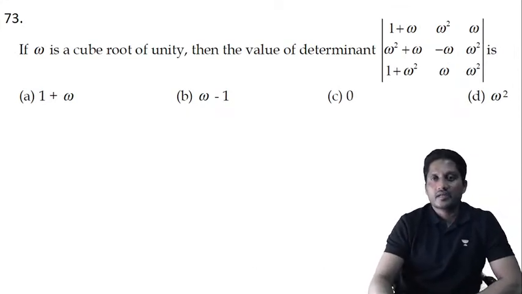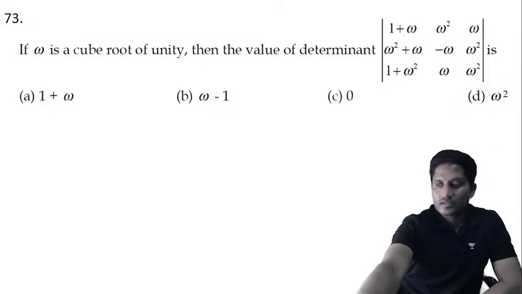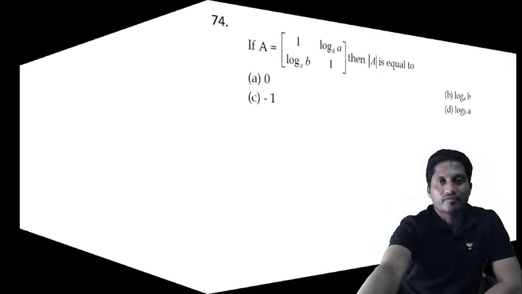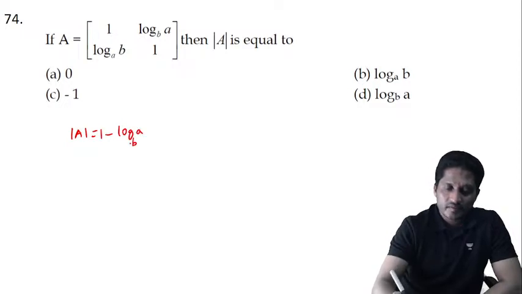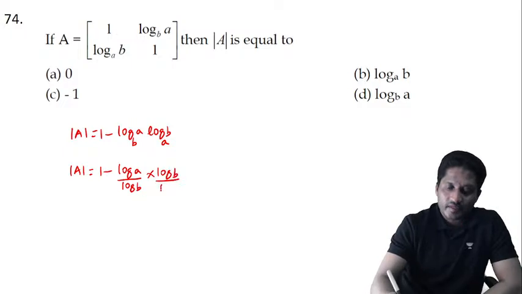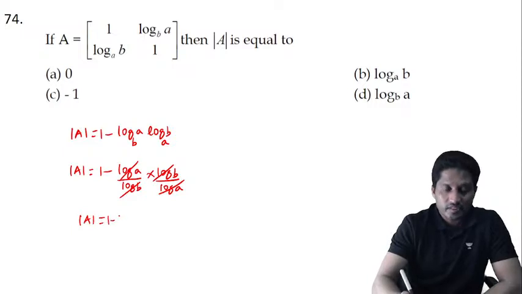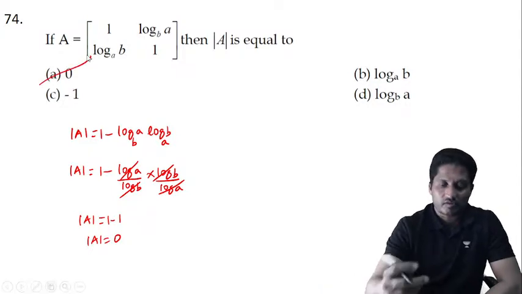Even this question we have done in today's session. Question number 74. If I find the determinant of A, determinant A is equal to 1 minus log A to the base B into log B to the base A. That is log A by log B into log B upon log A. Log A will cancel, log B will cancel. Determinant A is equal to 1 minus 1, so determinant A is equal to 0. Right, determinant A is 0 means answer is option A.